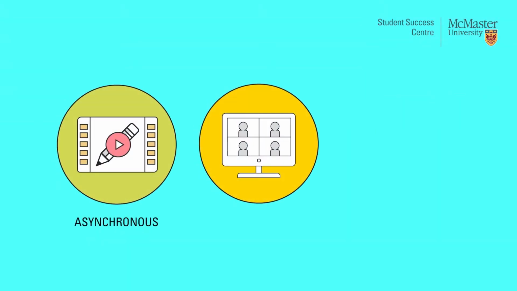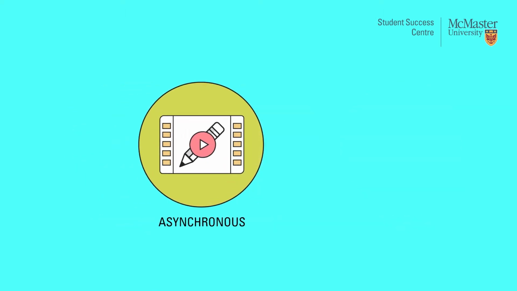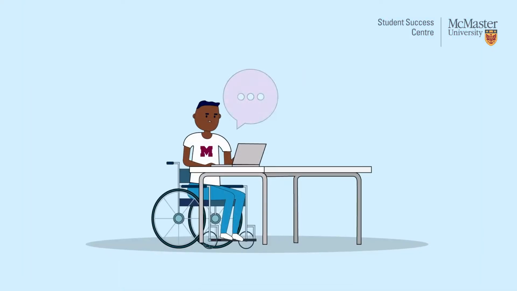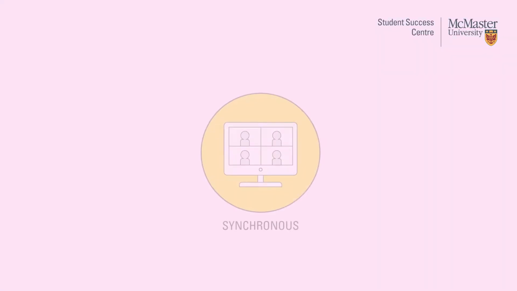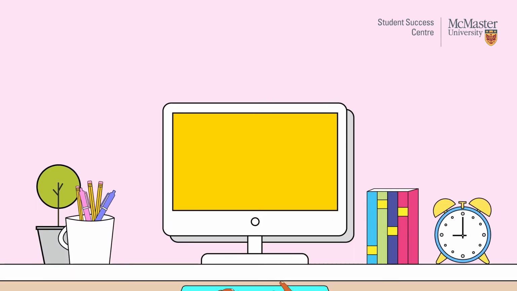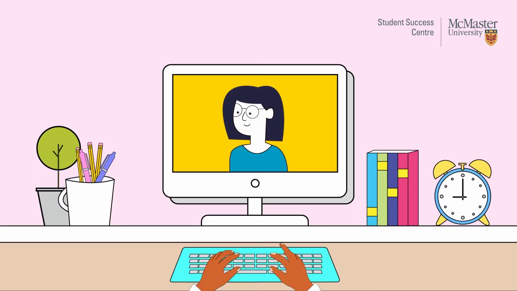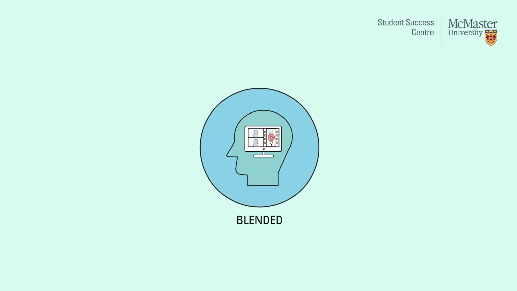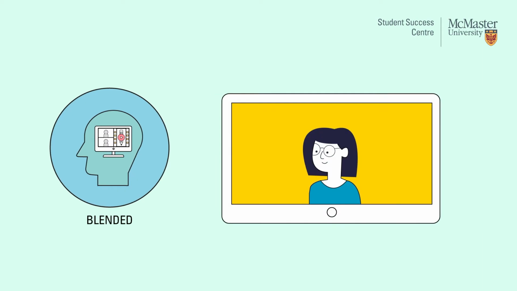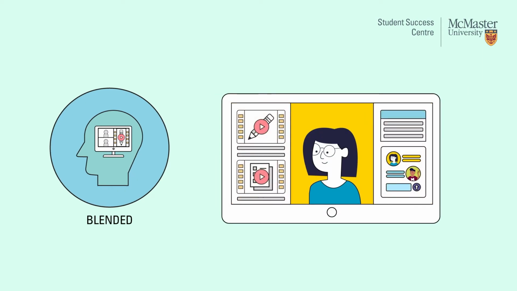There are three common types of online courses. The first type is asynchronous. This is the most flexible option for students because you work at your own pace and communicate through discussion posts. The second type is synchronous. With these courses, you meet instructors and peers at set times for live online lectures, and you communicate with your instructor and peers in real time. The last type is a blended course where there is a mix of asynchronous and synchronous participation.